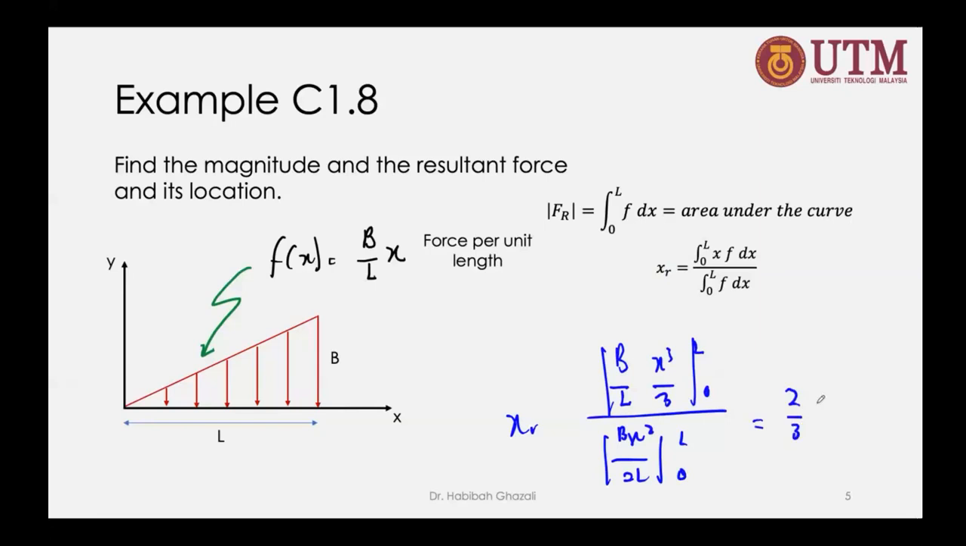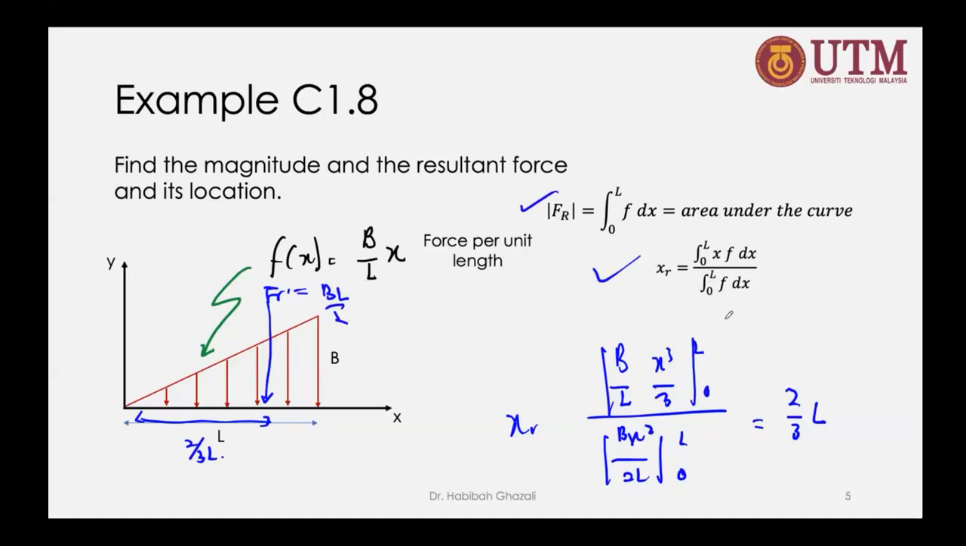And that will be equal to 2/3 of the length. So now you know that the FR is going to be located at 2/3 of the length of the beam. So FR here is BL over 2. So that's how to prove this: use this equation to find the area under the curve for the resultant force, and this equation here to get the location.